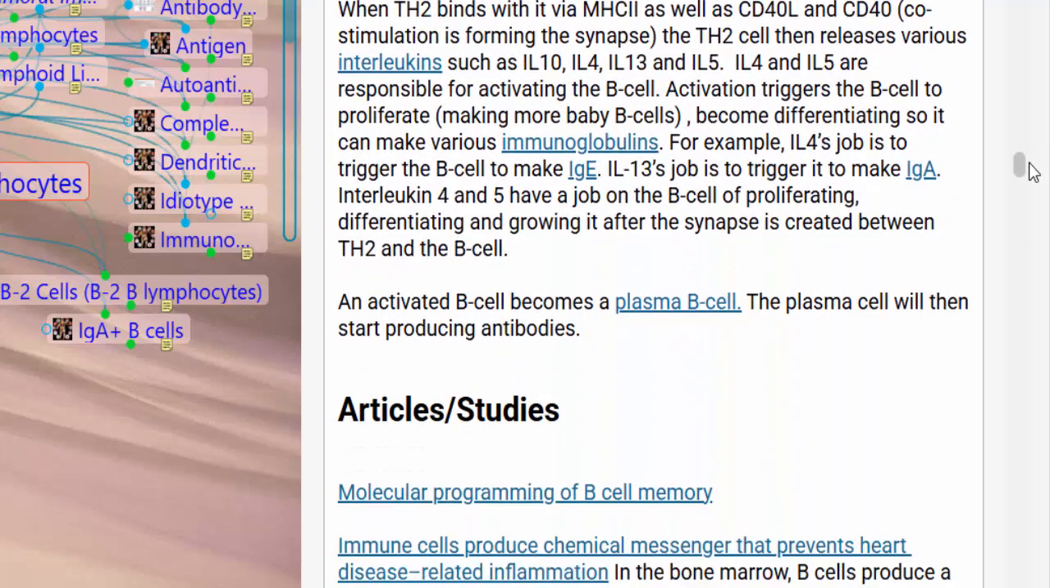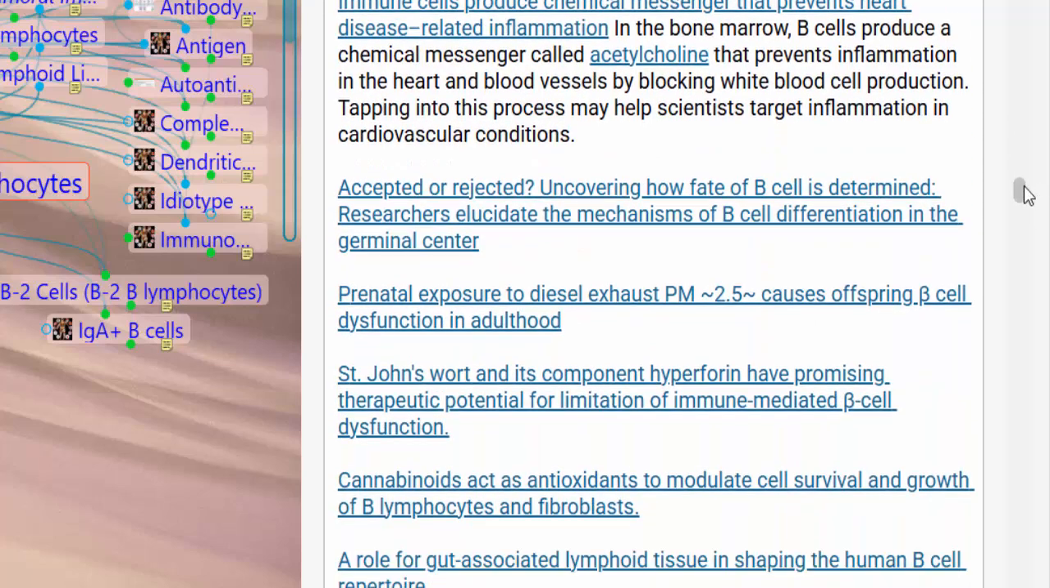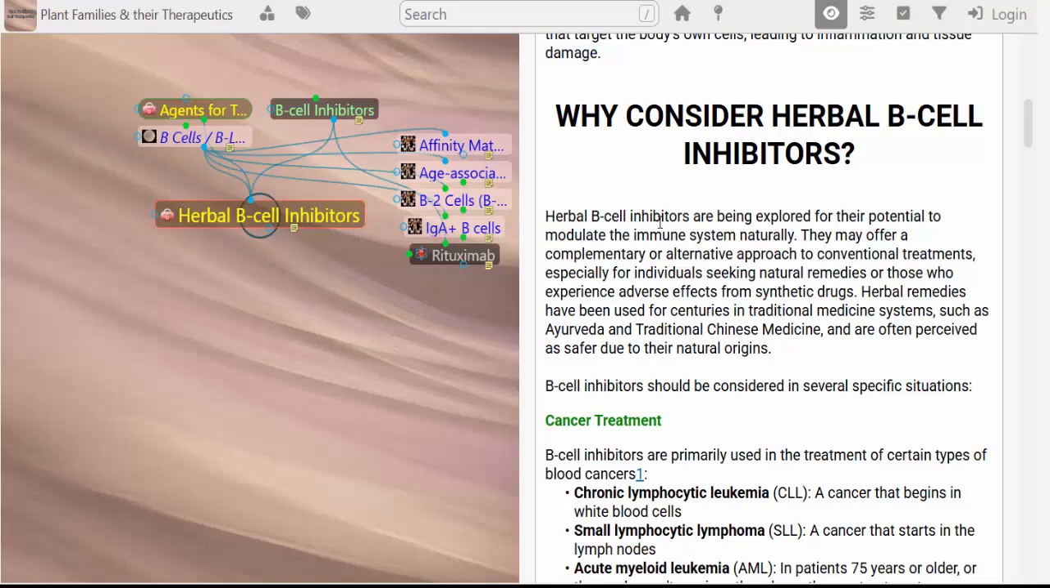An activated B cell becomes a plasma B cell, which starts producing antibodies. So we have some studies here that you can look at. Now, we did speak briefly about herbal B cell inhibitors. When would you consider using those? Herbal B cell inhibitors are being explored for their potential to modulate the immune system naturally. They can offer a complementary or alternative approach to conventional treatments, especially for individuals seeking natural remedies or those who experience adverse effects from synthetic drugs.